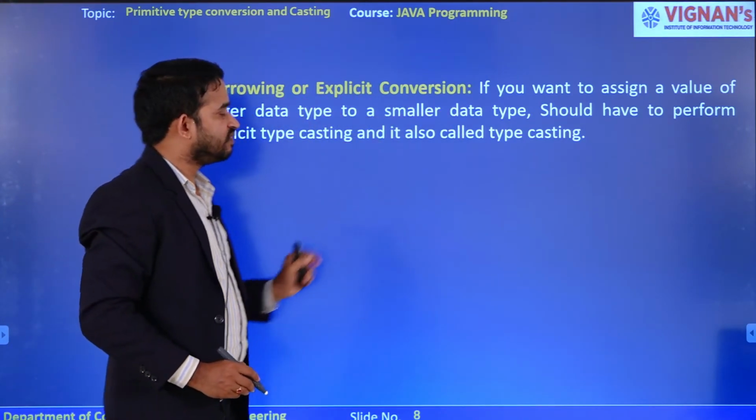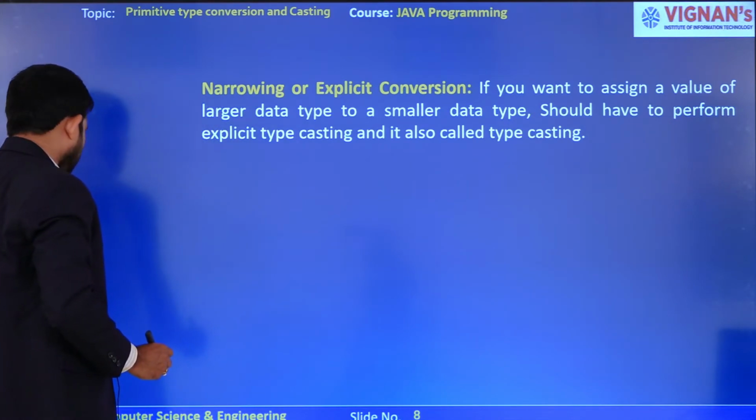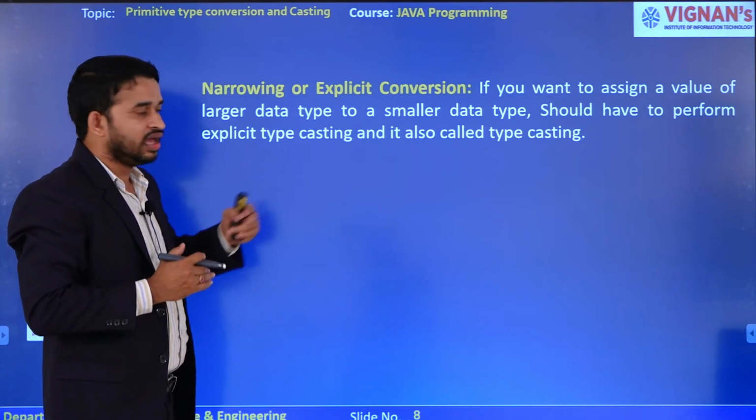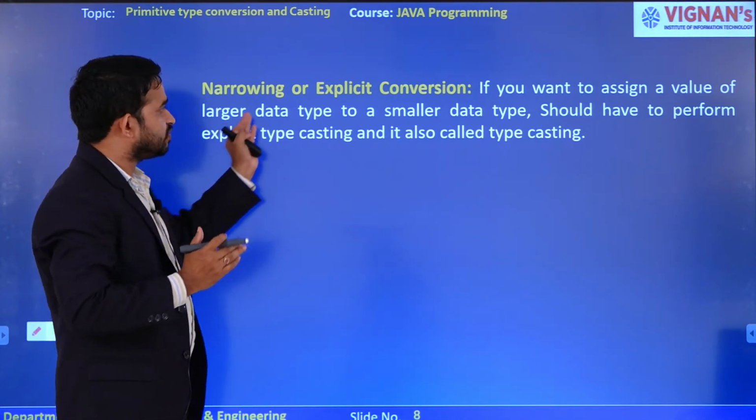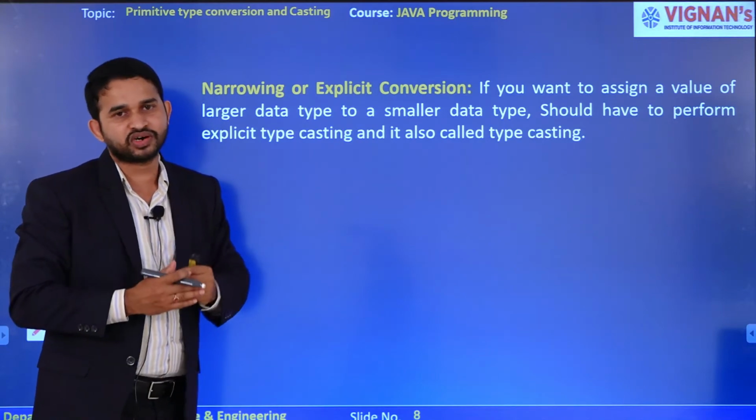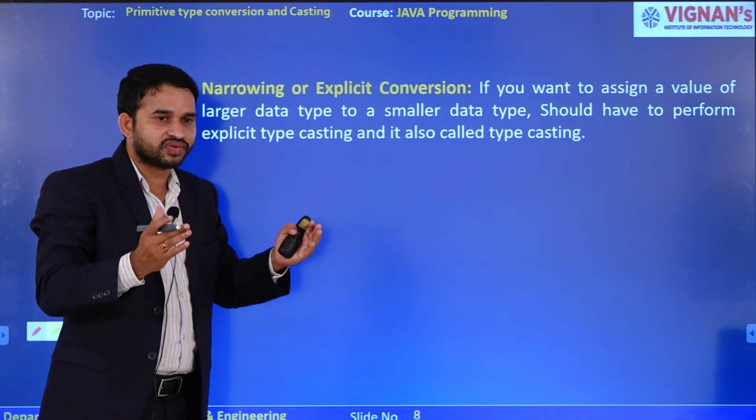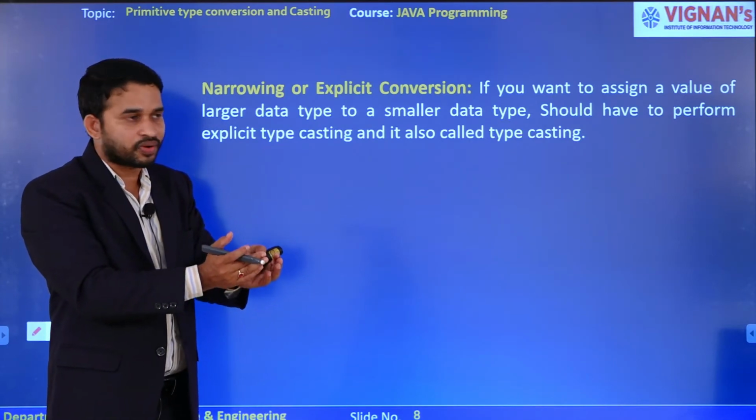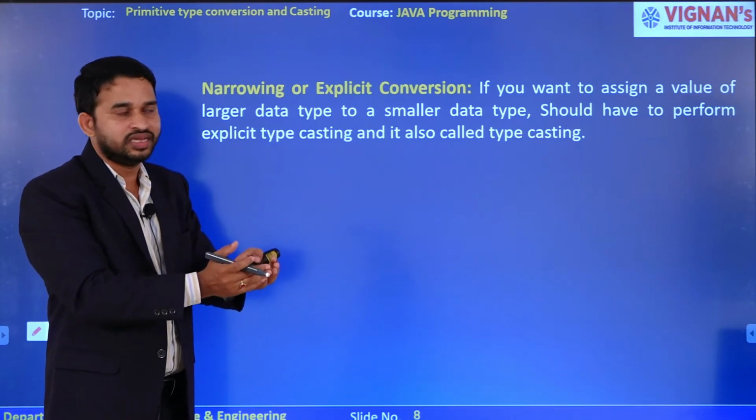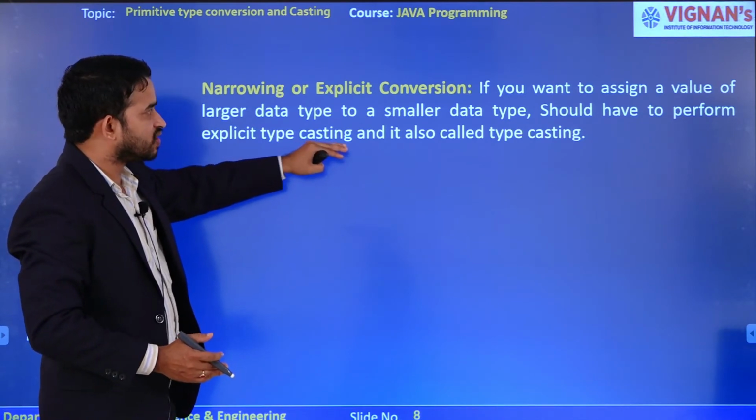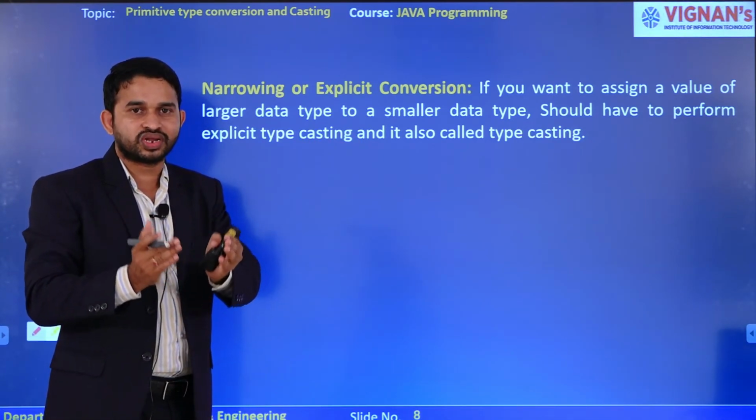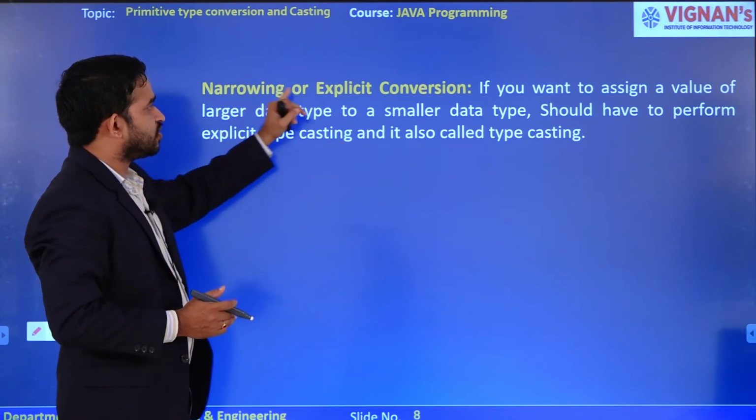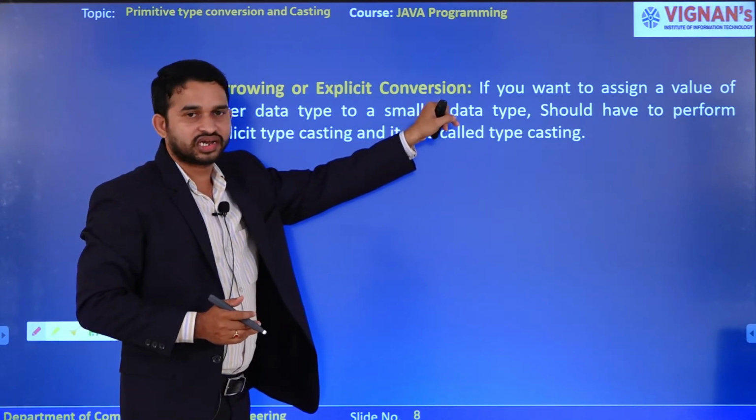In the previous case we have seen a smaller data type stored into a larger one, which is possible. But here I want to store a larger data type into a smaller data type. In general it is not possible. Why? Because a big size of data we can't store in a small storage, right? So that is the problem, but here we are going to store a large data type into a small data type. This type of conversion we call narrowing, also called explicit conversion.